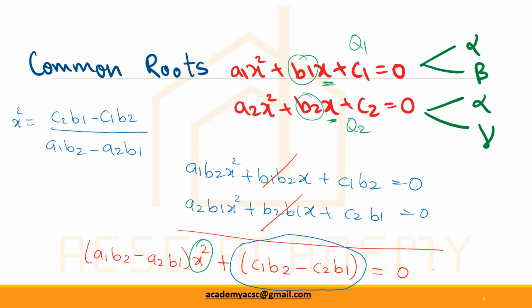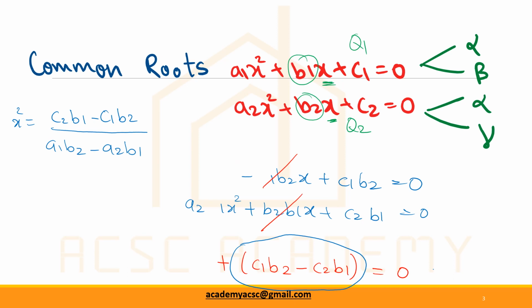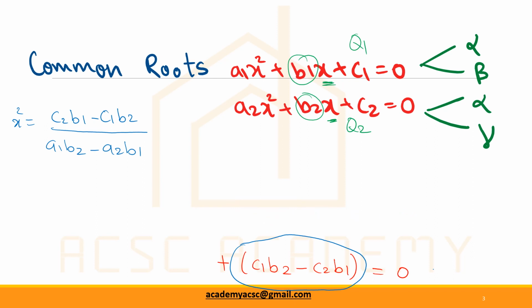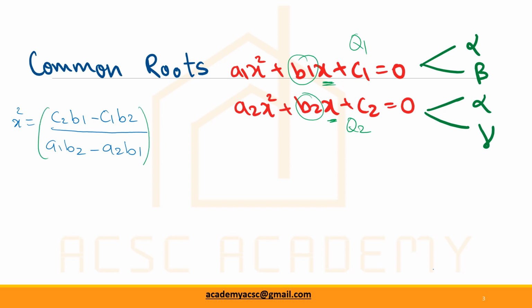But is it over? We are not done yet. Just by knowing the x squared, we cannot determine what will be the common root, because this x here represents both the roots, common roots as well as non-common roots. So if we have to know the actual value, we cannot simply substitute x equal to alpha and say that this is the common root that we have just calculated, or the square root of this. That is not possible.